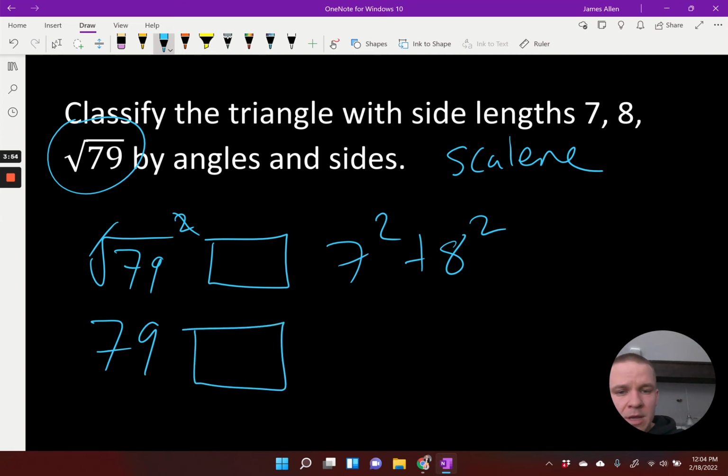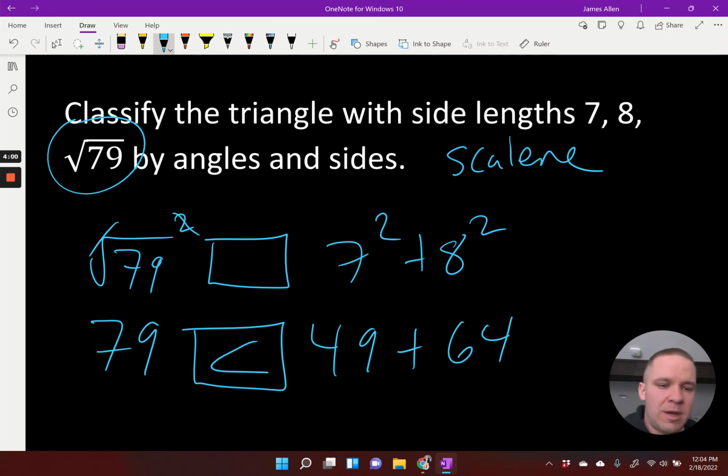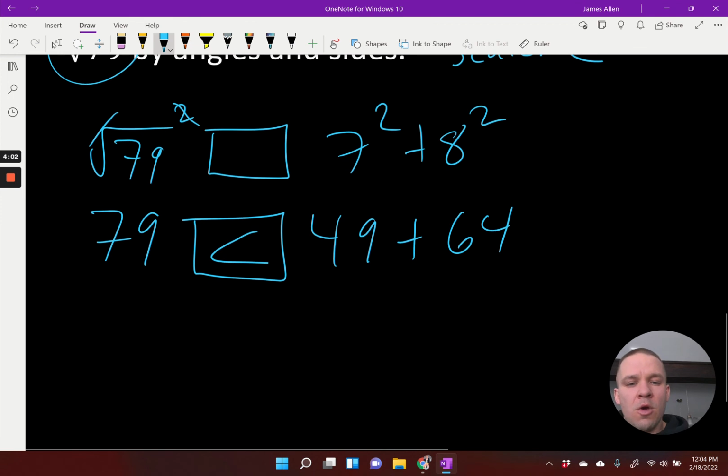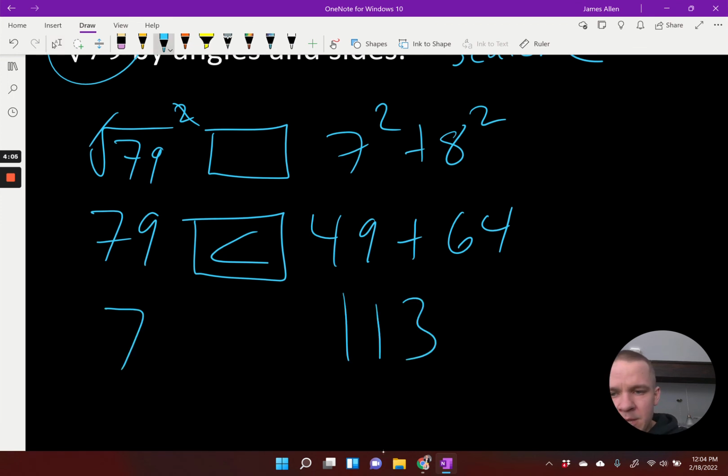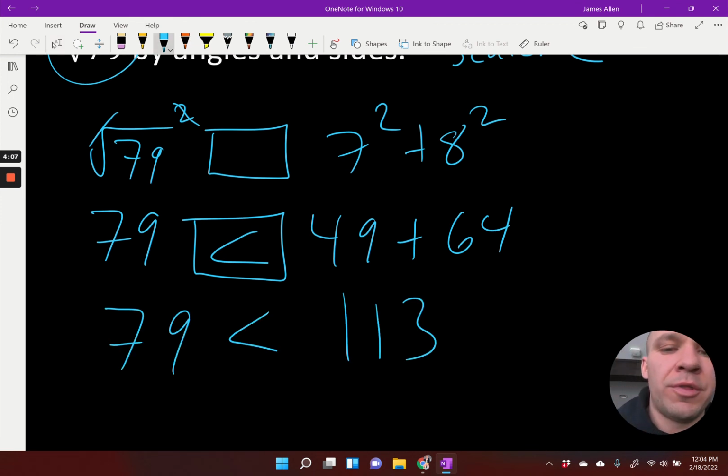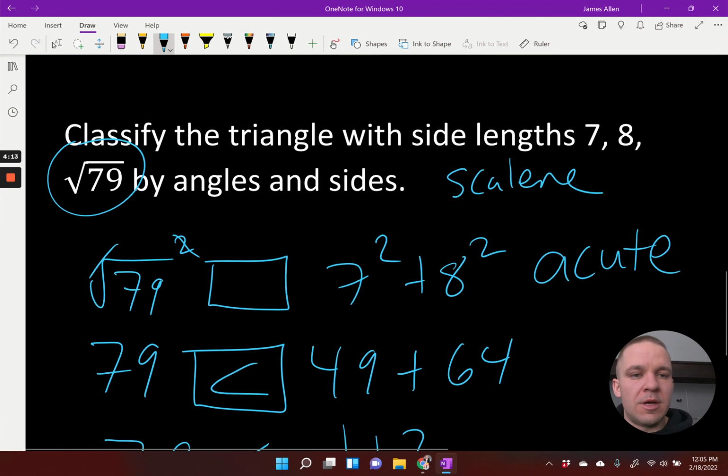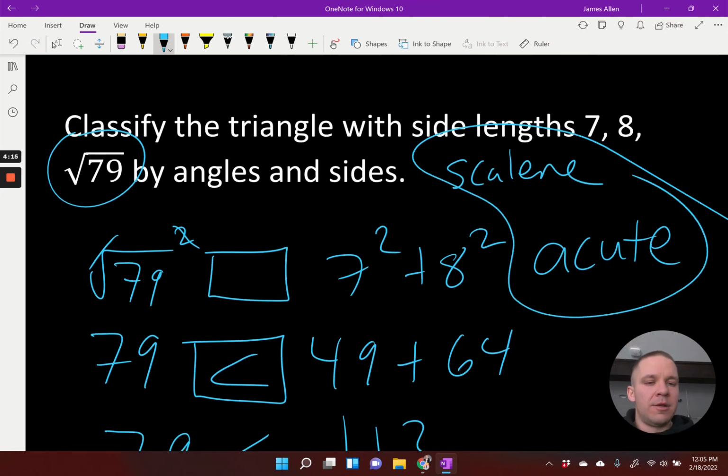And then we got 49 plus 64. Well, I already know that it's going to be this way, right? Because that's over 100. That's going to be 113 over here. So 79 is less than 113. I didn't even need to finish that because we could see it. So this is going to be acute scalene. All right, there's my two classifications. Scalene because it's all three different sides. Acute because the c squared is less than, so I have all acute angles.